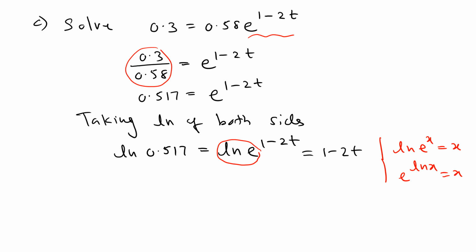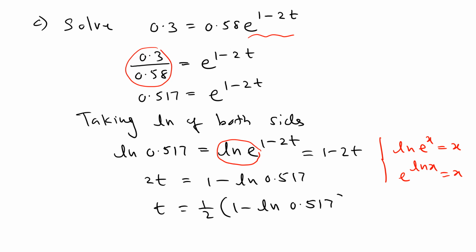Now you can see you can solve for t very easily. That means 2t equals 1 minus ln 0.517. Switching the terms, you bring the 2t to this side and ln to the other side. Now you divide by 2, so t equals 1 half times (1 minus ln 0.517). That's the answer for this problem.